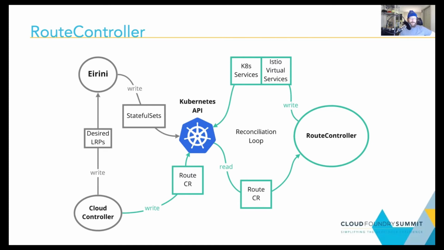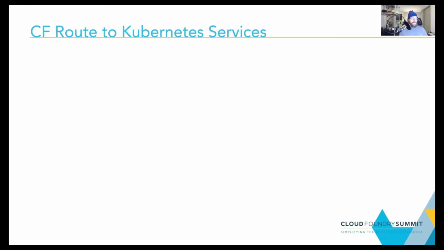And it fulfills the role of a Kubernetes controller, something that continuously watches for updates to a particular resource, in this case a route, and performs reconciliation on it, in what is known as a reconciliation loop or control loop or what have you. Anytime someone updates a route, creates a route, deletes a route, Route Controller is notified, and it will take the appropriate actions on updating the Kubernetes services and virtual services that correspond with that route.